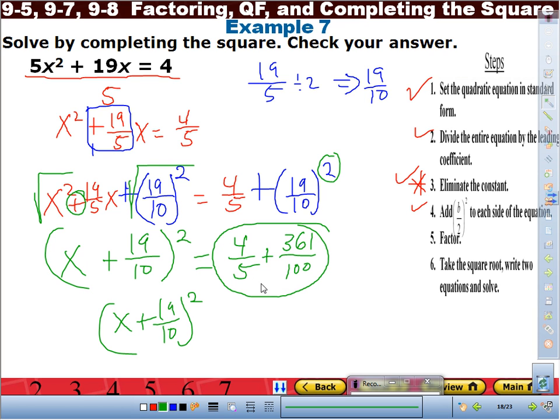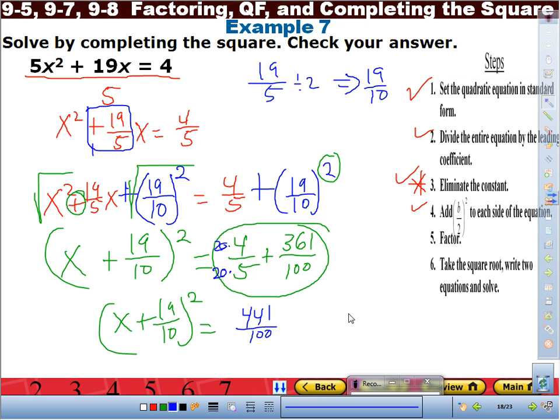To add these fractions, we need a common denominator, don't we? What would be our common denominator? So that means we need to multiply this one times 20 to make it 100, times 20, so this becomes 80. So therefore, 80 plus 361 is what? 441 over 100. And then the next steps and the next steps. Yeah, well, this one you are going to be able to get the square root because the square root of 441 is 21. The square root of 100 is 10.